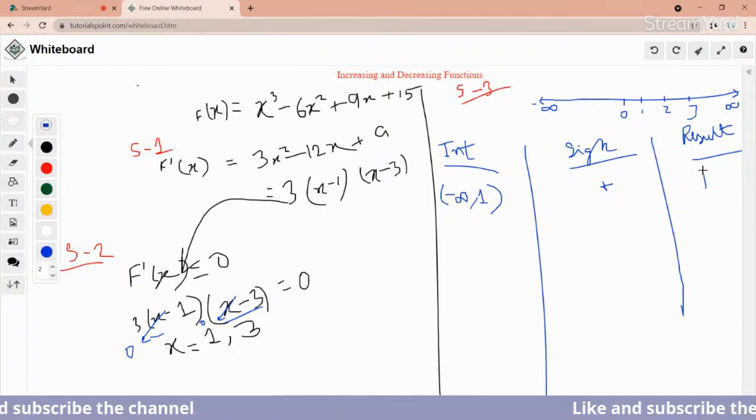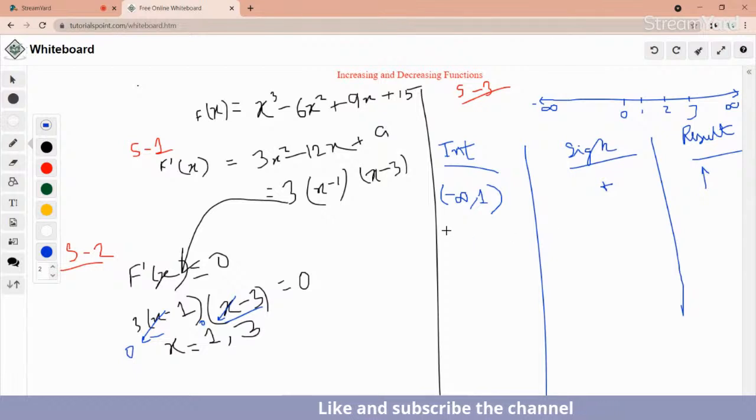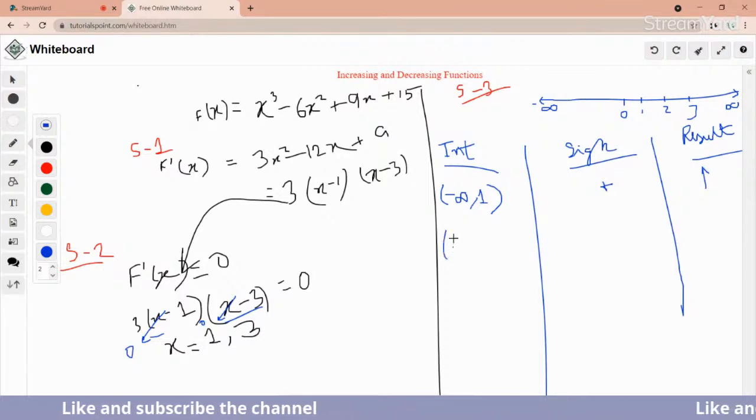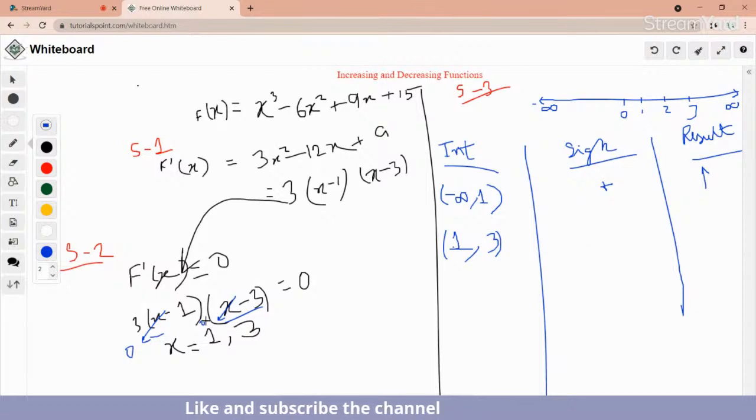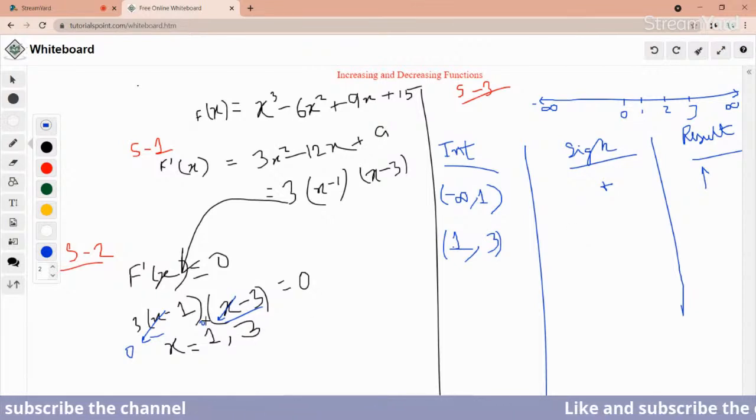And so the result will be, it's an increasing function in the interval minus infinity to 1. Then we will take the interval 1 to 3. Here just put the value. We'll take a value between 1 and 3, for example, a number called 2.